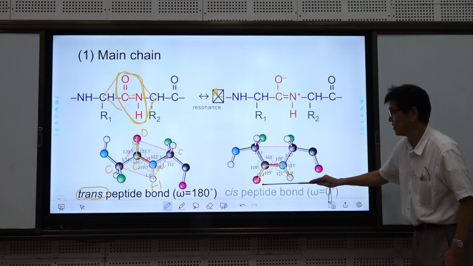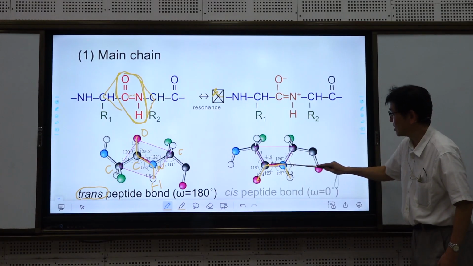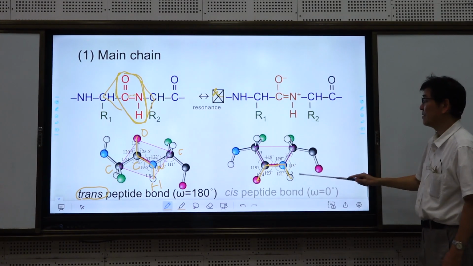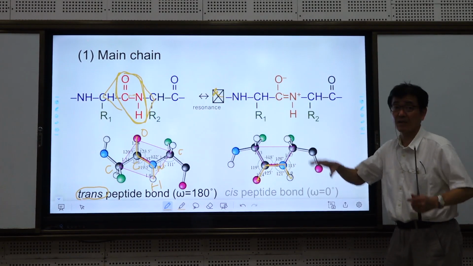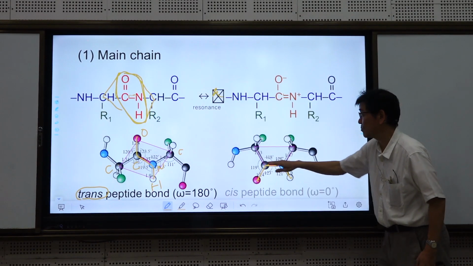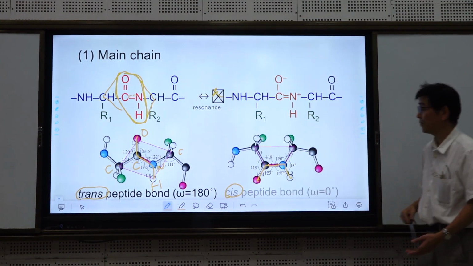This is the cis position. Cis means the same side. O and H are allocated at the same side of the N-C bond. So this is the cis peptide bond.